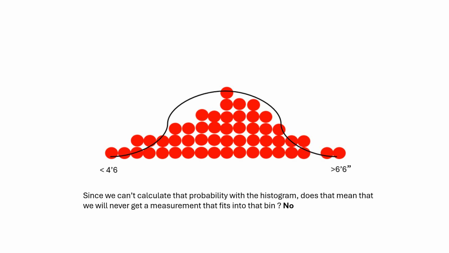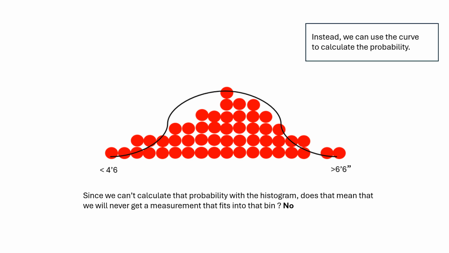Perhaps among the people who were selected for measurement of height, there was no one who had a height which could be placed into the bin present over here. But now if we generalize this entire situation, since we can't calculate the probability with the histogram, does that mean that we will never get a measurement that fits into this bin? The answer is no. In fact, this curve which we have constructed very recently would be good for the calculation of probability.